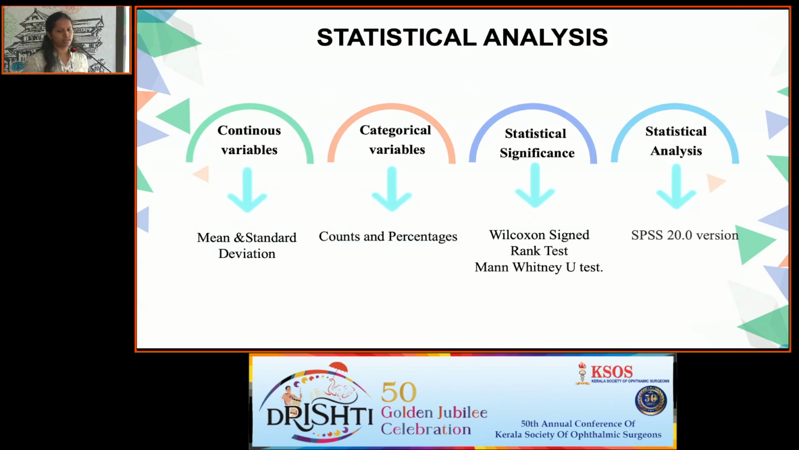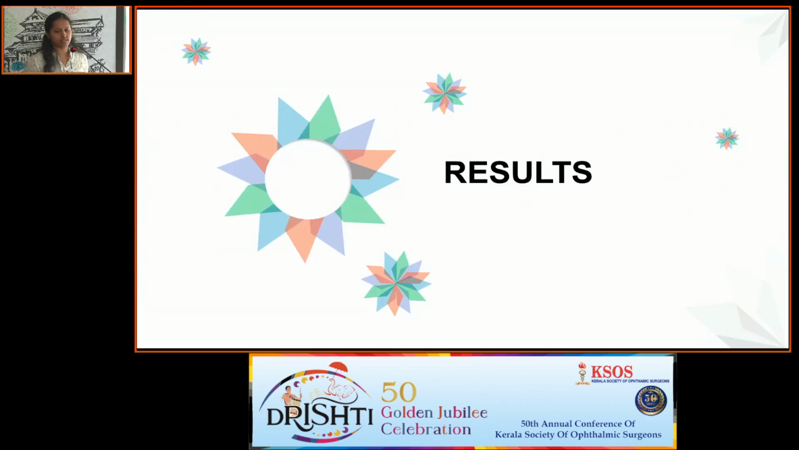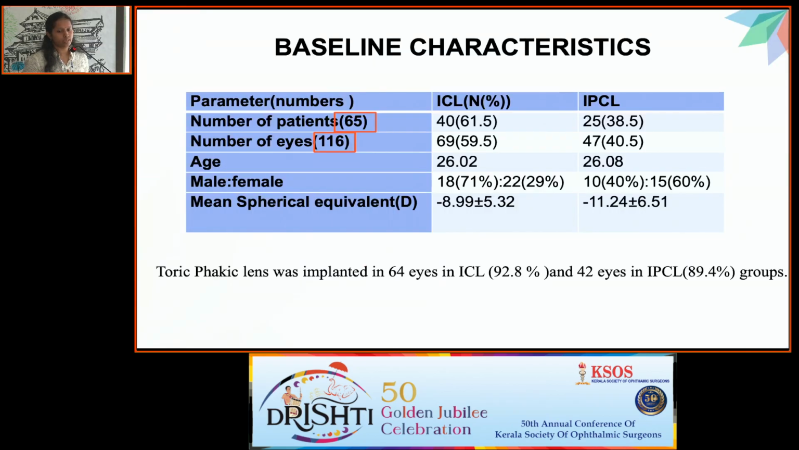Statistical analysis was done using SPSS version 20, and the Wilcoxon signed rank test and Mann-Whitney U test were used to compare statistical significance. Our study included 65 patients, 40 in the ICL and 25 in the IPCL group, that is 116 eyes, 69 in the ICL and 47 in the IPCL group.